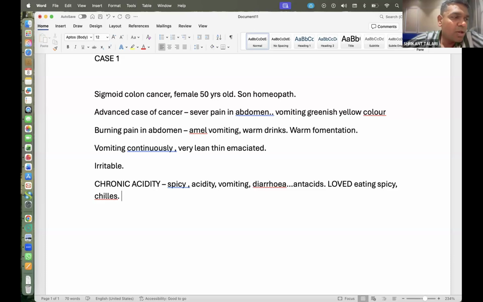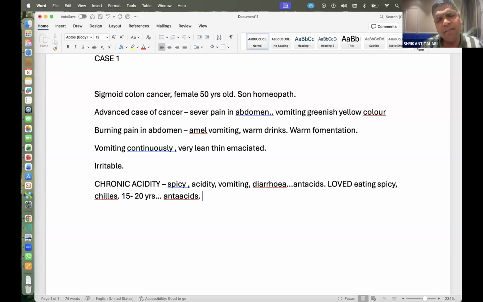So what I used to do, I used to eat all this, and so that I don't have acidity or vomiting or diarrhea, I used to take antacid. And like that, I continued for around 15 to 20 years. For 15 to 20 years, I was constantly taking antacid and eating all this spicy food. Otherwise, I could not eat spicy food. So like that, I continued.